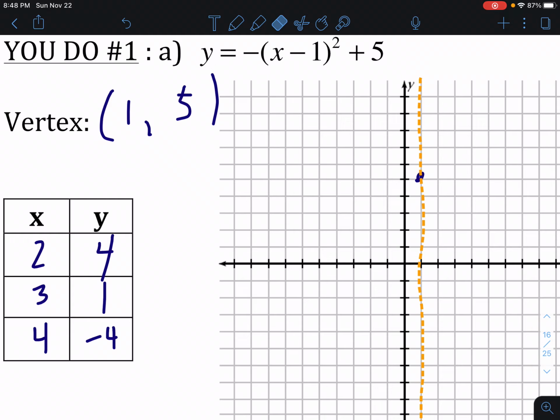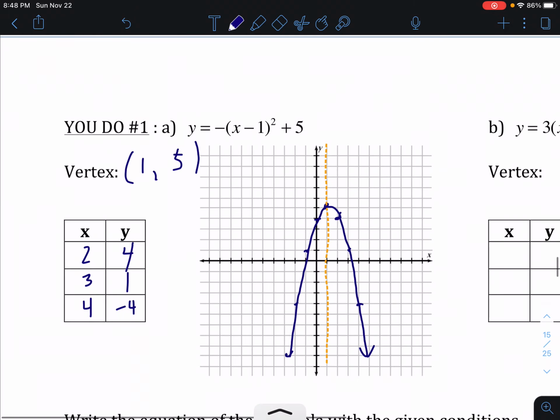And plot those points. We got 2, 4. We got 3, 1. We got 4, negative 4. And then points on the other side of the axis of symmetry. And draw your parabola. That was pretty bad. And that's done.